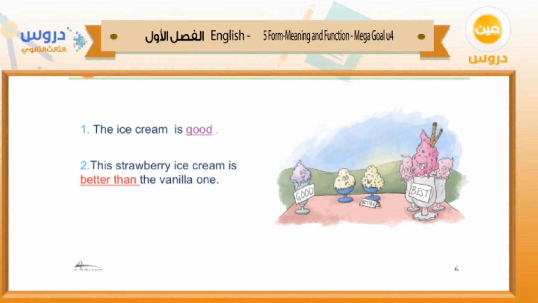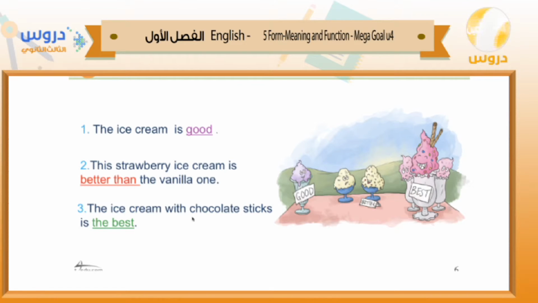Better. We use the comparative form, better. So the comparative form of good is better. What about the third group here? The ice cream with chocolate sticks is the best. Here we have 1, 2, 3 kinds of ice cream. The first one here is the best because here we have the chocolate sticks. The superlative form of good is best. So good, better than, the best. Do you understand the difference between superlative and comparative form?